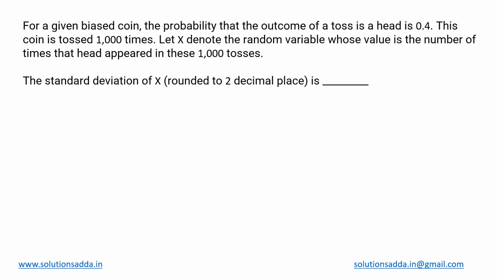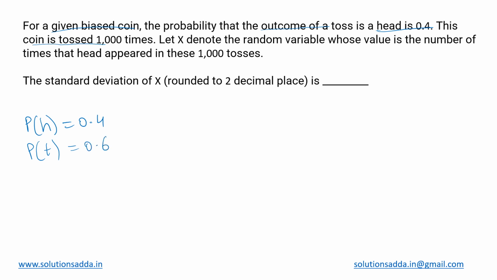This is an engineering mathematics question based upon probability. They are saying that we have a biased coin in which the probability of getting the outcome on a single toss as head is 0.4. So for a single toss, probability of head is 0.4. Hence, the probability of getting a tail on a single toss will be 0.6.